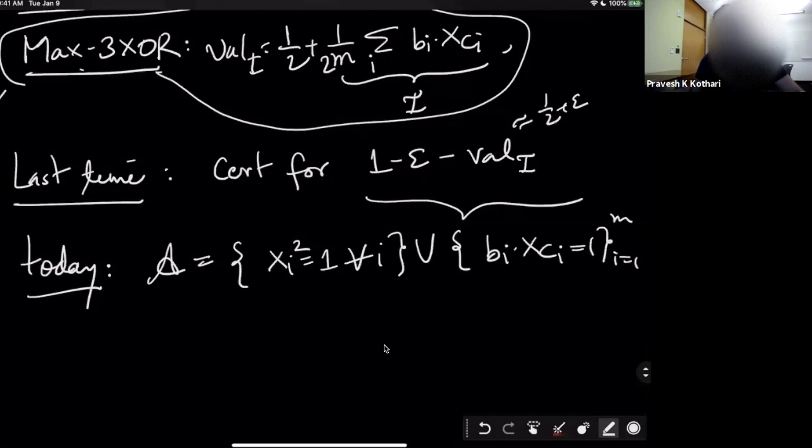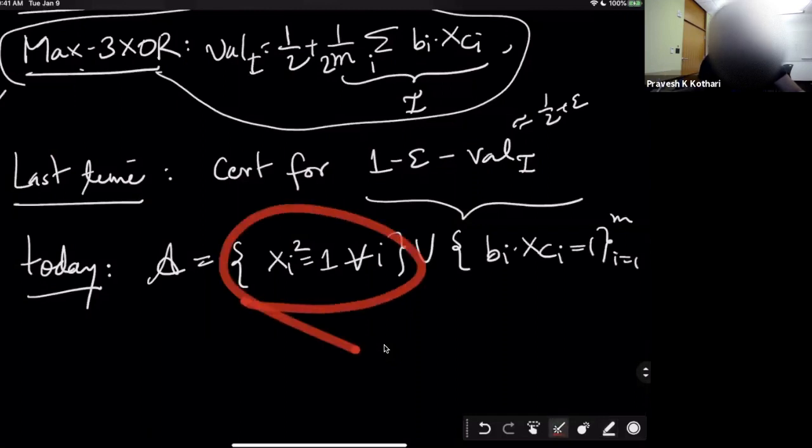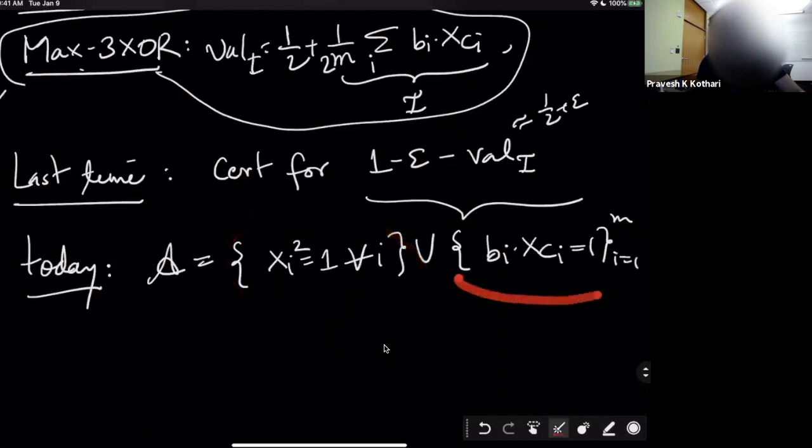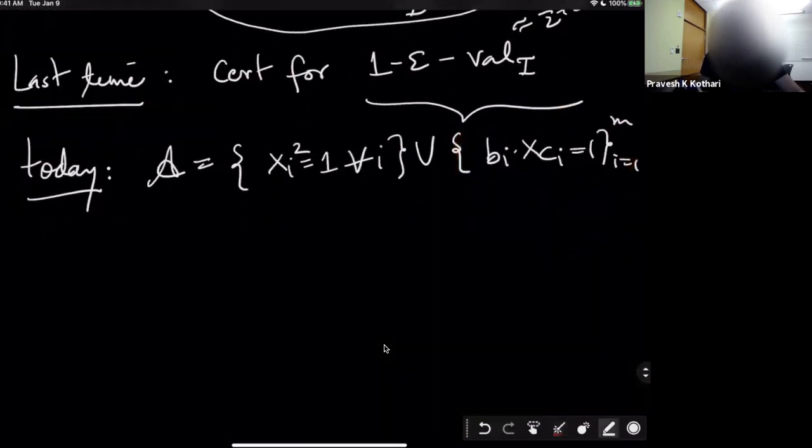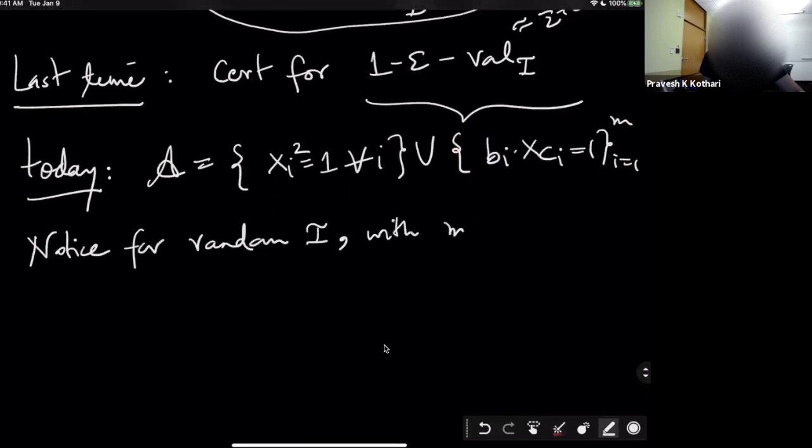So now I'm literally phrasing the satisfiability question. I'm asking, is there an x over the hypercube, and the hypercube part is encoded here, that satisfies each of the 3 XOR constraints that appear in my instance? Notice that for a random instance, as we studied the last time, with m bigger than, let's say, n over epsilon squared, with probability at least, let's say, 0.99, A is empty.